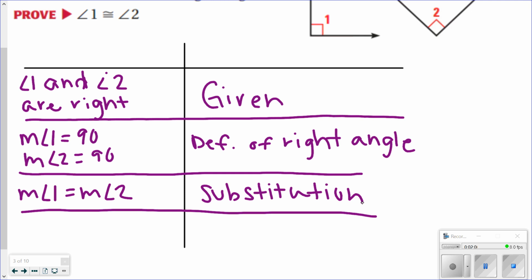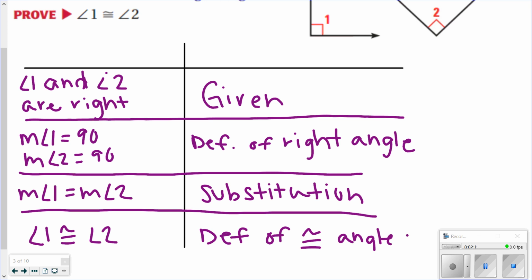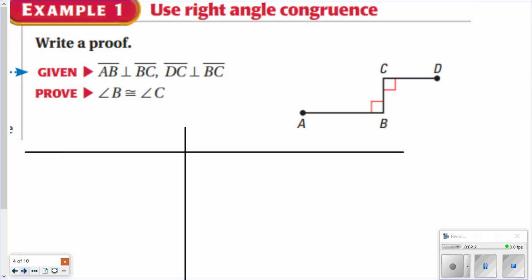If we know that the measures are the same, that means that those angles are then congruent. So angle 1 is then congruent to angle 2, and that's just the definition of congruent angles. This little sign there means congruent. And I'm done. So now that we proved this theorem, you can use this in any proof. All right, let's write a proof.